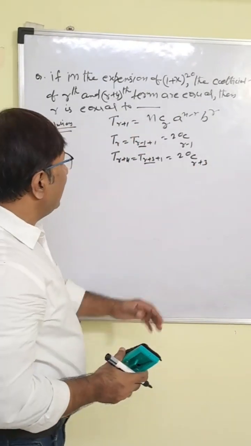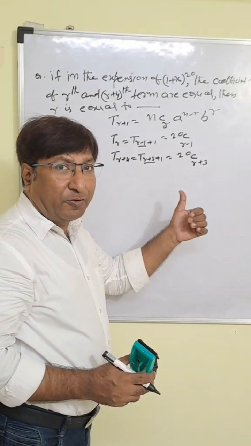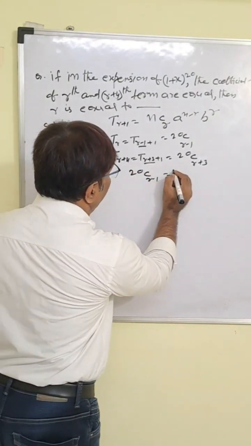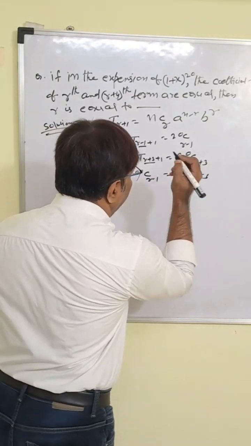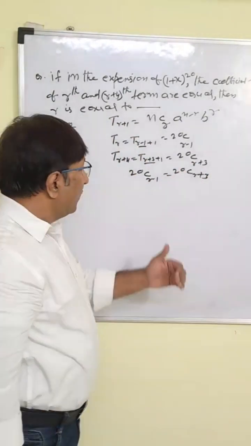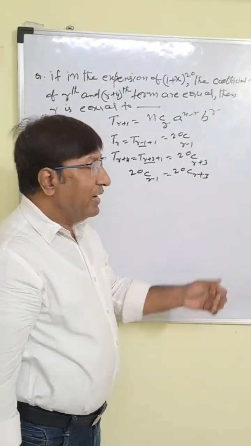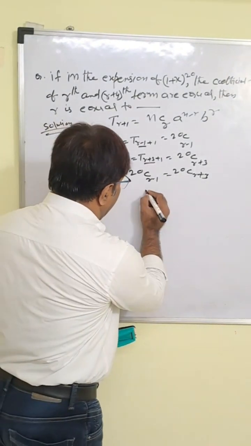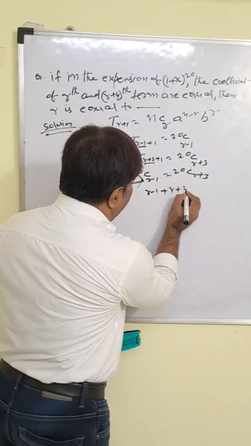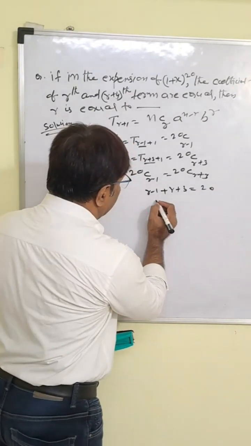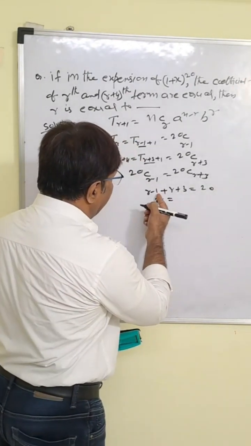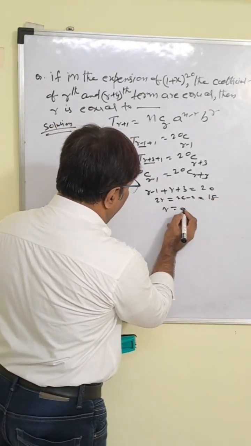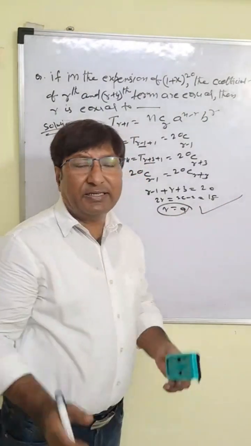Right? Now it is given the coefficients of the rth and (r+4)th terms are equal. That means 20C(r-1) = 20C(r+3). Now you know the formula, if nCx = nCy, then x + y equals what? n. So we can write here (r - 1) + (r + 3) = 20. So this is 2r, and here 3 minus 1 is 2. So it is 20 minus 2, that is 18. So r equals 9. So our correct answer is 9.